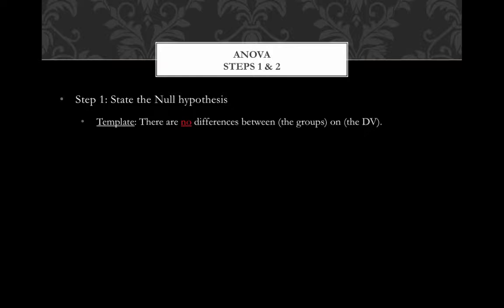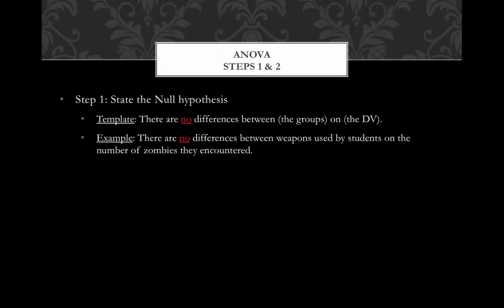So, step 1 and step 2, stating the null and alternative hypotheses. For step 1, we're simply saying that there are no differences between the groups on whatever our dependent variable is. So in this case, there is no difference between weapons used by students on the number of zombies they encountered.